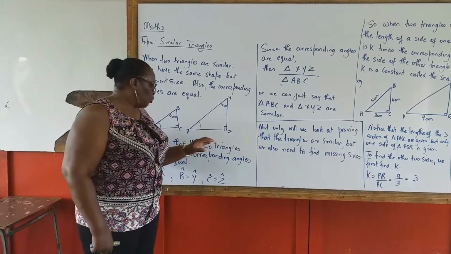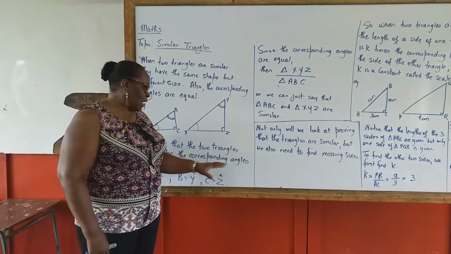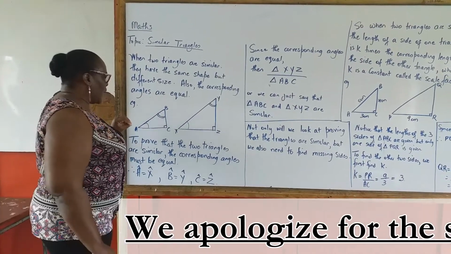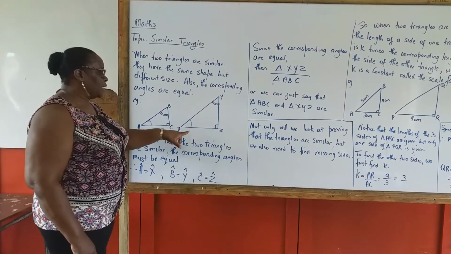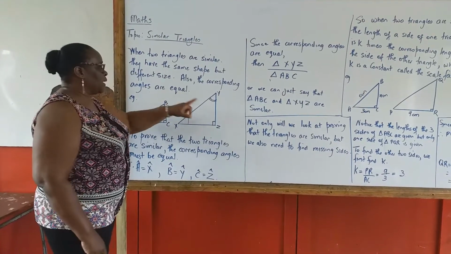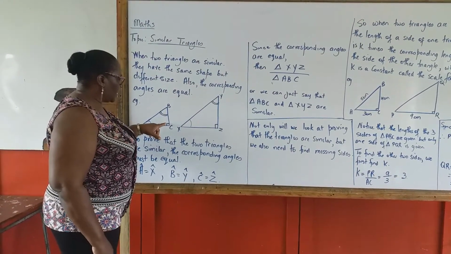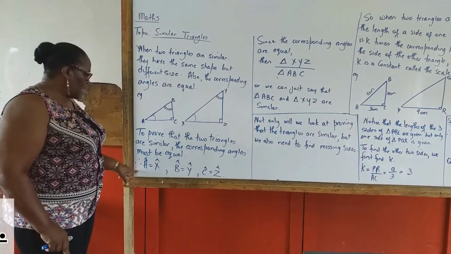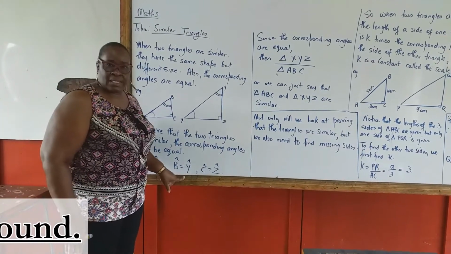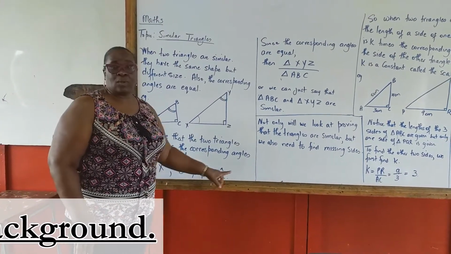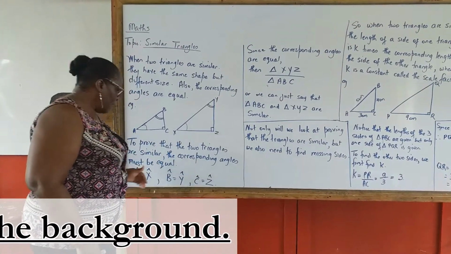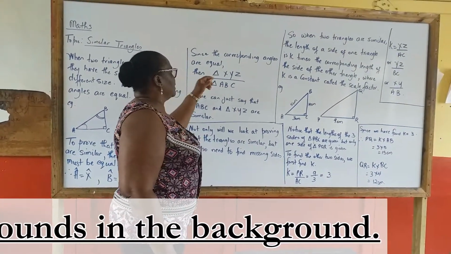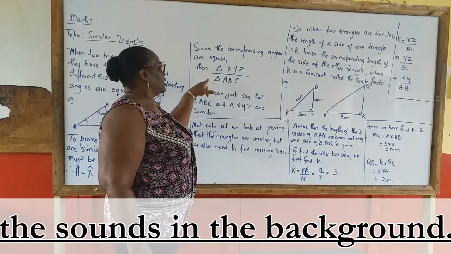To prove that the two triangles are similar, the corresponding angles must be equal. What are we talking about? Angle A corresponds to angle X, angle B corresponds to angle Y, and angle C corresponds to angle Z. So if you notice down here, angle A is equal to angle X, angle B is equal to angle Y, and angle C is equal to angle Z.